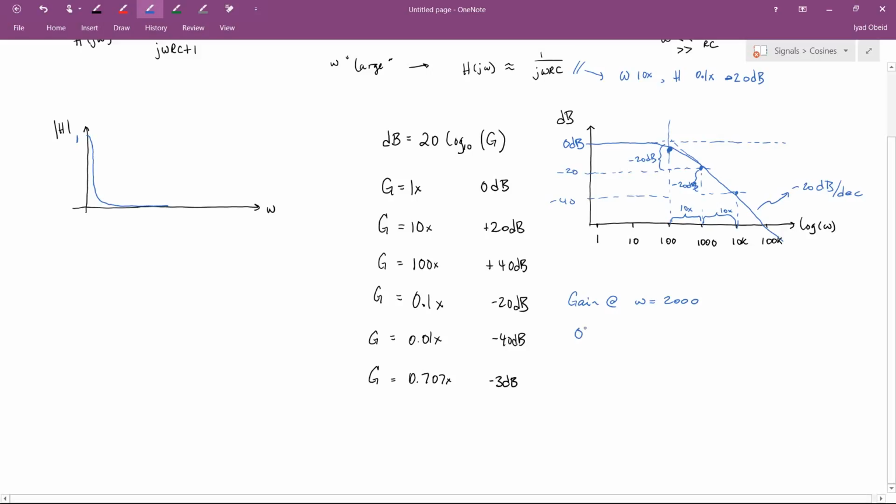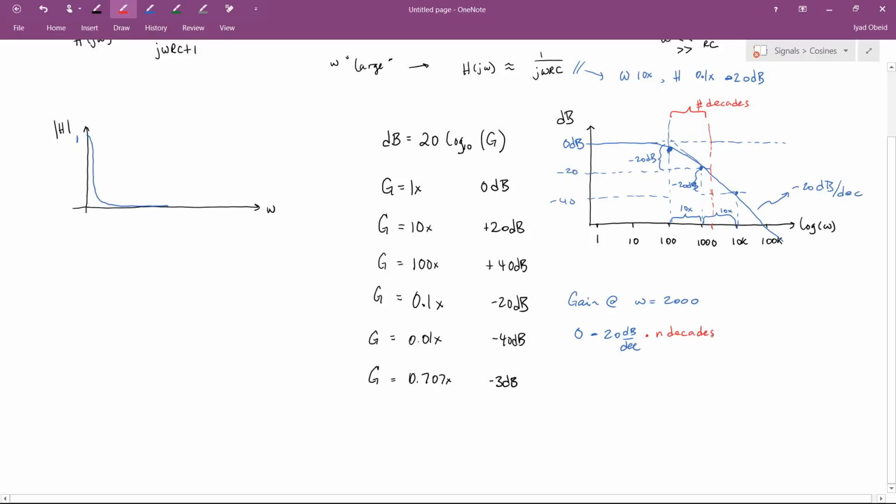I would start at 0 dB and then decrease at a slope of 20 decibels per decade. And how many decades am I going to go down for? Suppose I'm interested in 2,000 rads per second. A lot to keep track of here. What I need to know is how many decades it went down by. So the drop is going to be 20 times the number of decades.